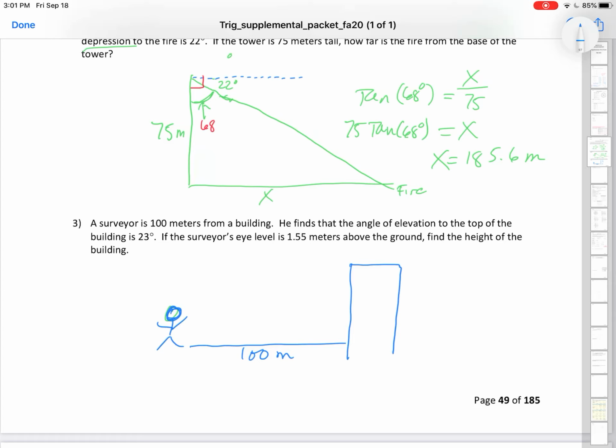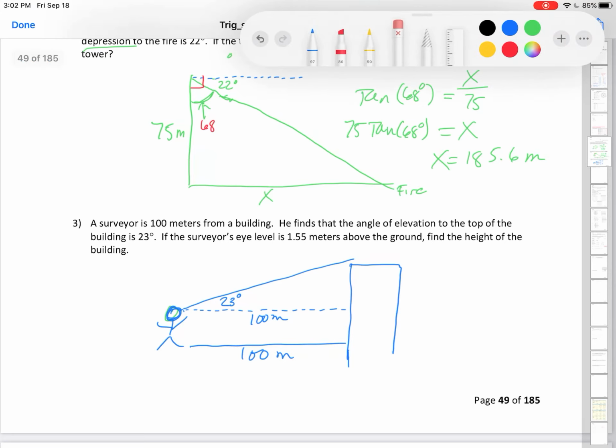So I apologize, I skipped something. The surveyor finds that the angle of elevation to the top of the building is 23 degrees. Well, he's looking right here, and remember, angles of elevation are always off of the horizontal. And he's finding this right here is 23 degrees. We're 100 meters away from the building, so this is 100 meters right here.